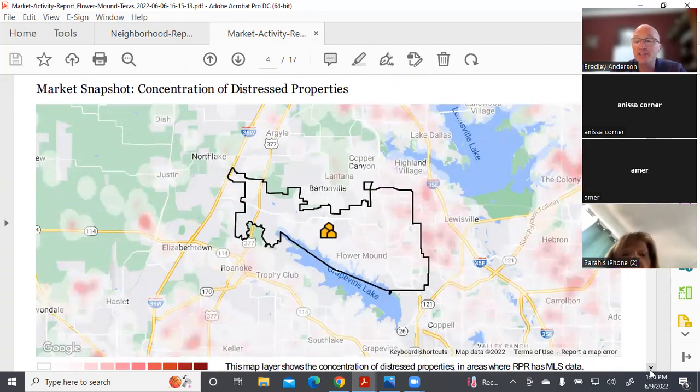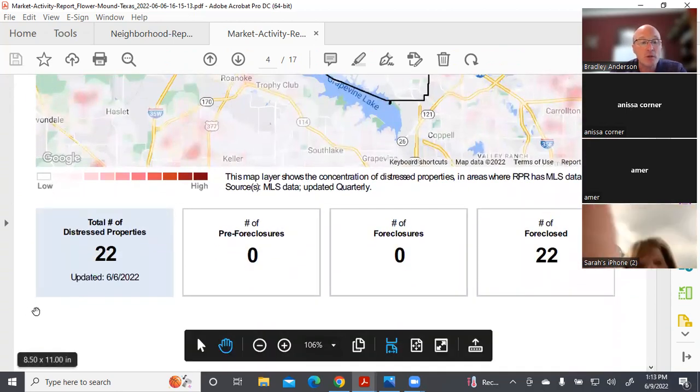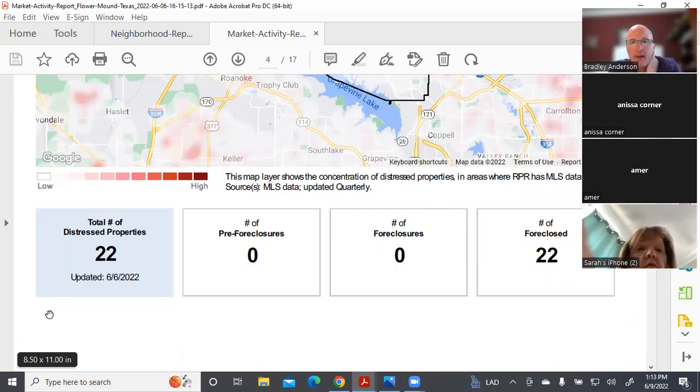Concentration of distressed properties. So why is this important? Well, this is probably one of the main talking points that I hear a lot, which is there is a housing bubble. The market is going to crash. There is going to be foreclosures like no one has ever seen before. Well, that's simply not true.